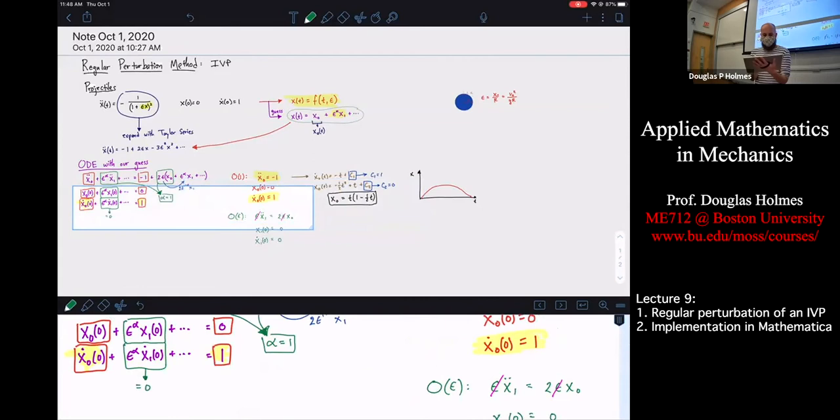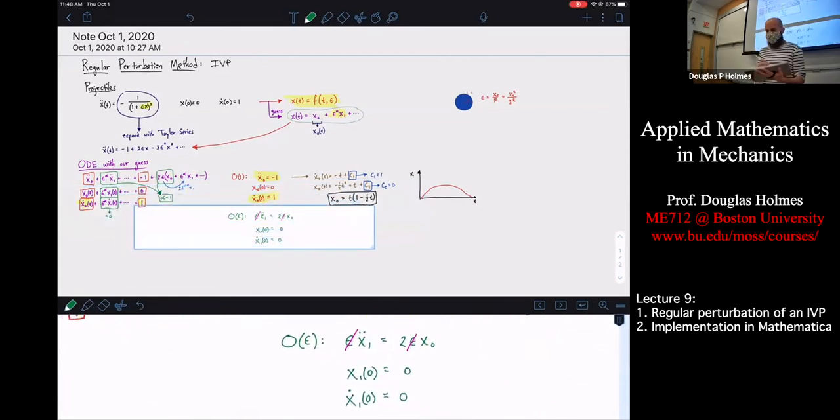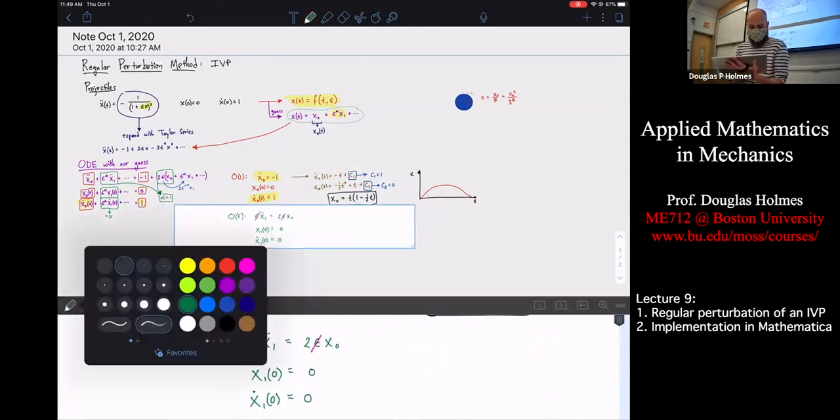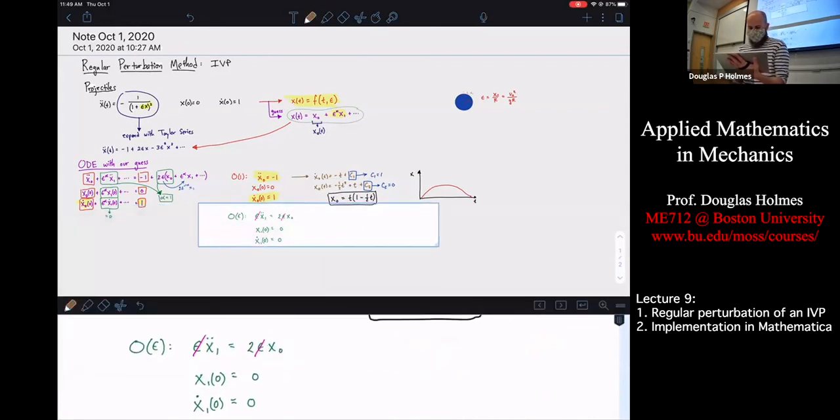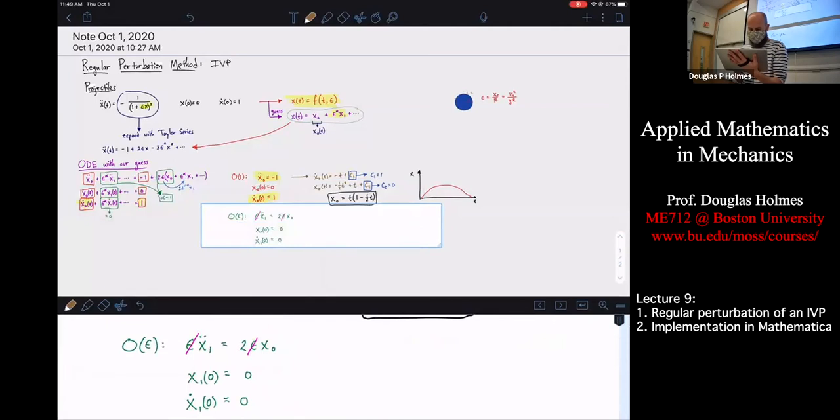How do people feel about that? I'm not going to solve this initial value problem by hand. We'll do it on the computer in just a moment.